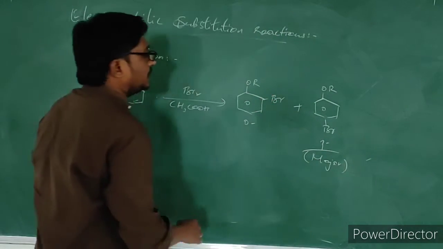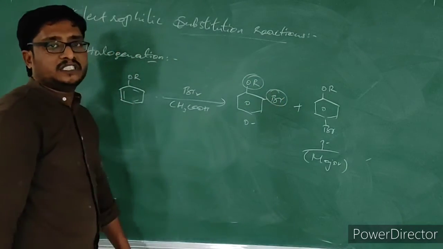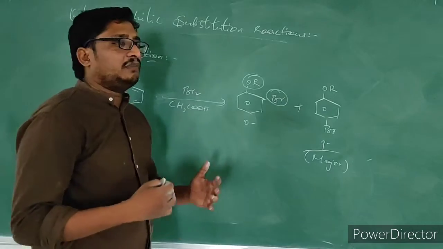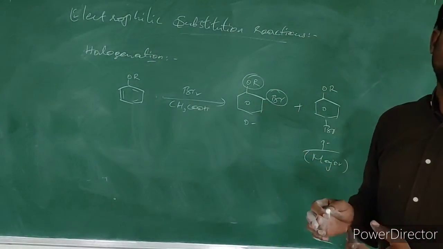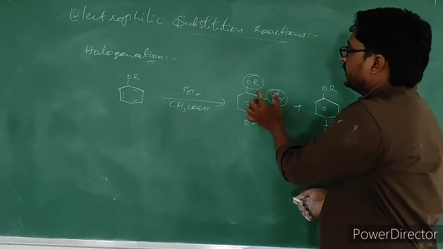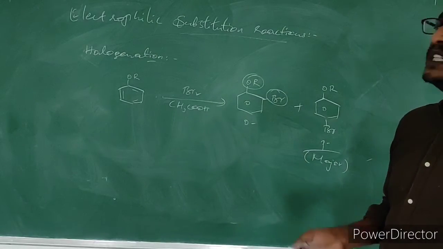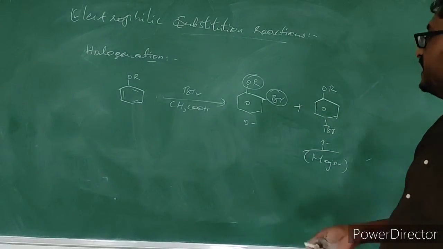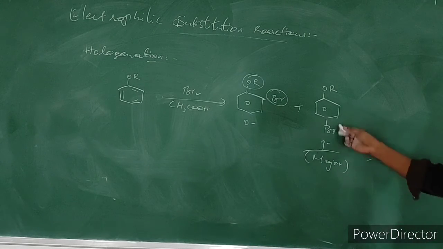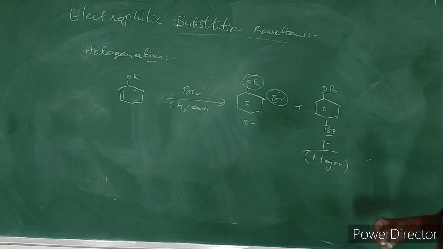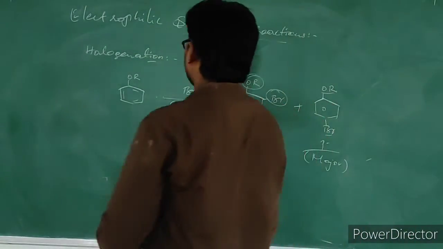The reason is that when the alkoxy group and the bromine group are near to each other, there will be some hindrance to both of them, due to their bulky nature. They cannot exist adjacent to each other. So due to that, the para product will be the major product. In the para product, bromine and the alkoxy group are opposite to each other, so there will not be any hindrance. So this is halogenation.